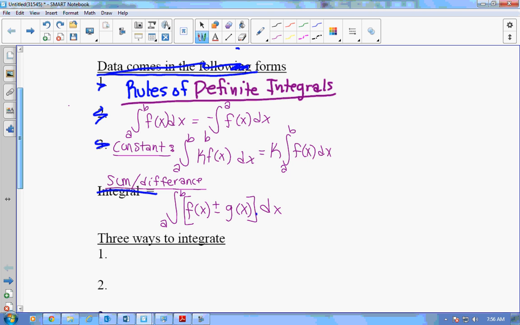If I'm adding two separate functions or subtracting two separate functions within my integral, I can integrate them individually by using the same bounds, a to b, of f of x dx separately, plus or minus the integral of g of x dx evaluated from a to b. Does that make sense? You can break them up and do them separately. It makes your life a little easier that way.